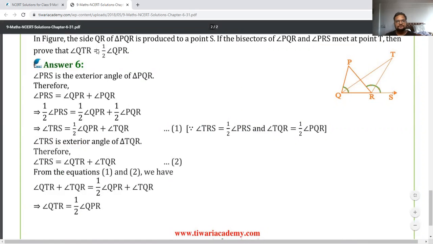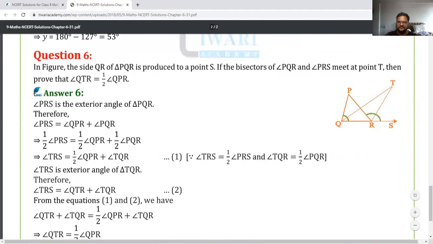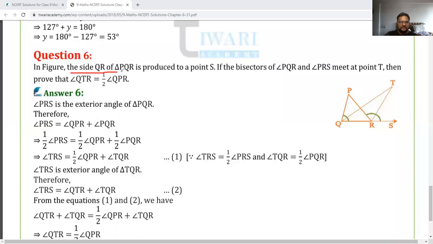In the figure, the side QR of triangle PQR is produced to point S. So here in triangle PQR, the QR side is produced till S. The bisector of PQR, this is the bisector, and the bisector of PRS meet at point T. PRS, this is another bisector which meets at point T.